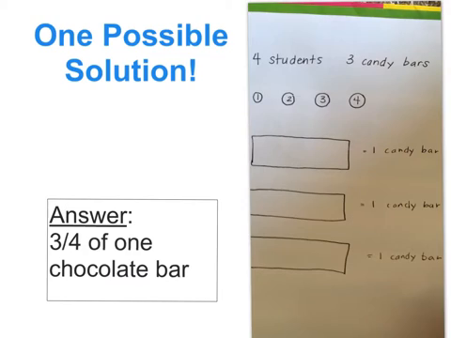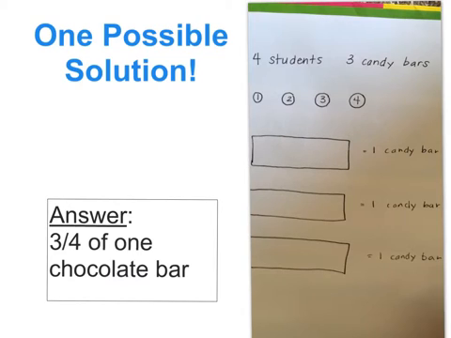I began solving the candy conundrum problem by first writing the important information at the top of my paper: 4 students and 3 candy bars. I will be drawing a picture to help me solve this problem. I know that there are 4 students, and so I'm going to write 1, 2, 3, and 4 at the top of my paper. I also know that there are 3 candy bars, and so I'm going to draw each candy bar and label them. I know that there are 4 students who need to get equal pieces of chocolate.